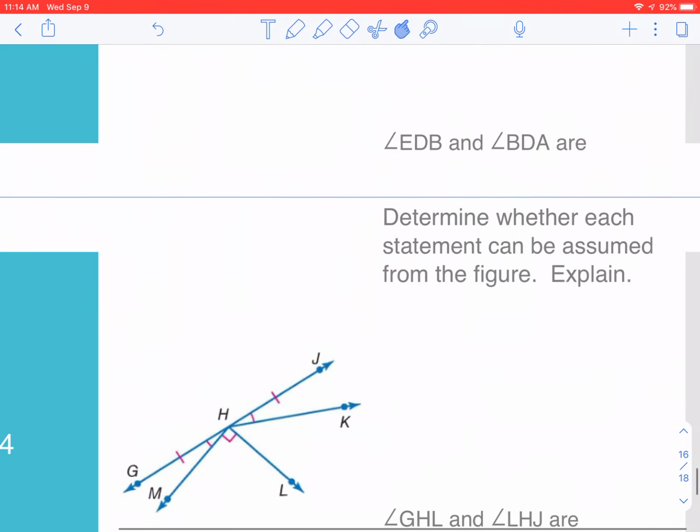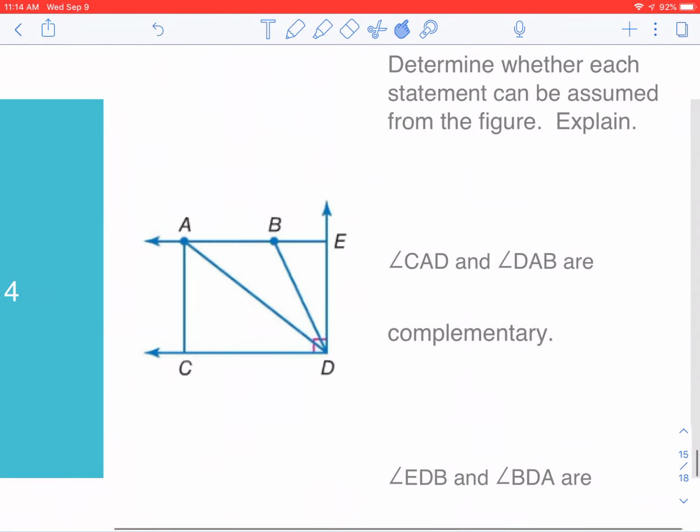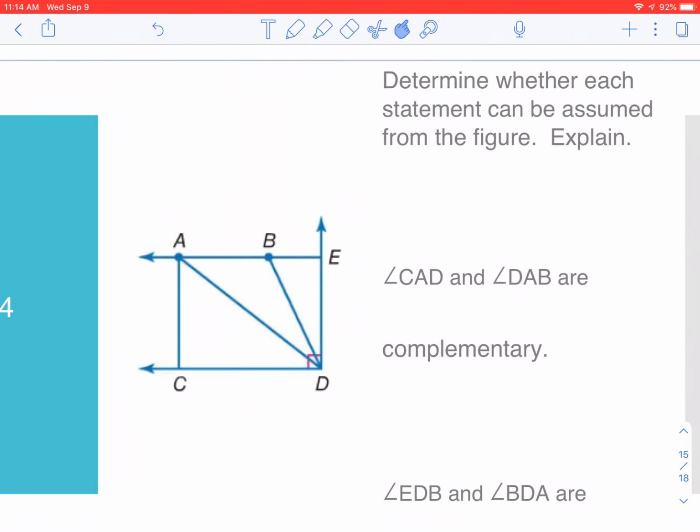All right. Almost done here. All right. Determine whether each statement can be assumed from the figure. CAD and DAB. Are those complementary? Can we assume that from the picture? Do we see a 90 degree angle here? The answer is no. There's no 90 degree angle.